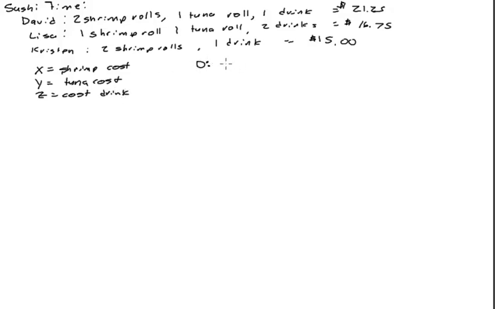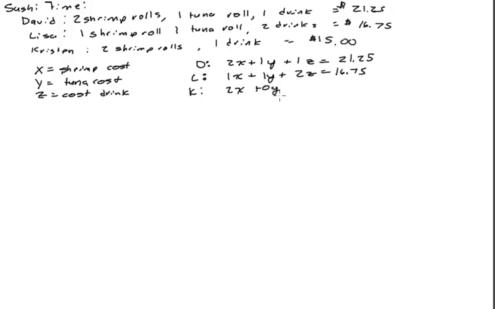Then from David, we had 2x plus 1y plus 1z equals 21.25. From Lisa, we have 1 shrimp roll, so that's 1x, plus 1 tuna roll, so that's 1y, plus 2 drinks, so that's 2z, equals 16.75. And from Kristen, we have 2 shrimp rolls, so that's 2x, no tuna rolls, so plus 0y. I put that 0 in there because I'm going to want to have the 0 in my matrix, plus 2 drinks, so plus 2z, equals $15.